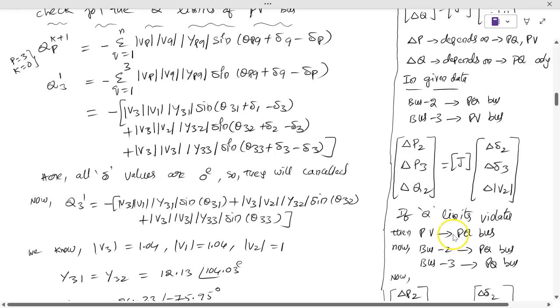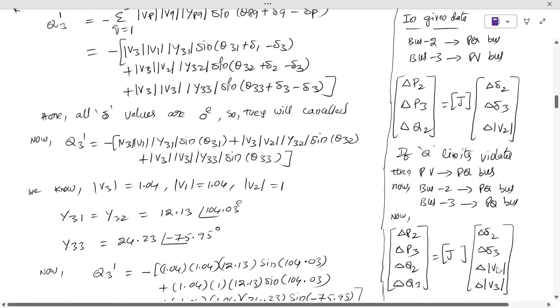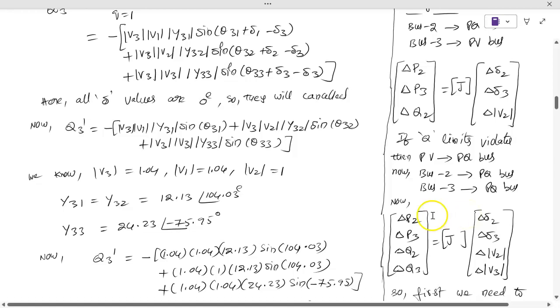So then here bus 2 is a PQ bus, and bus 3 is also a PQ bus. As both buses, bus 2 and bus 3, are PQ buses, the real power will depend on these, and the reactive power also depends on these two buses. So now we will get delta P2, delta P3, delta Q2, delta Q3, the Jacobian J, delta del2, delta del3, delta V2, delta V3.